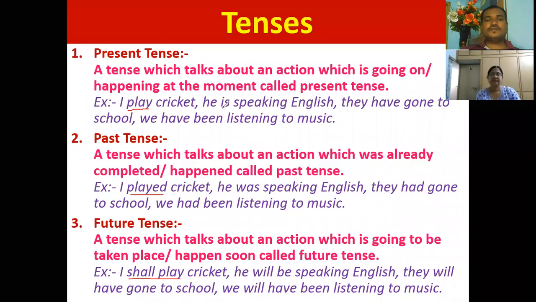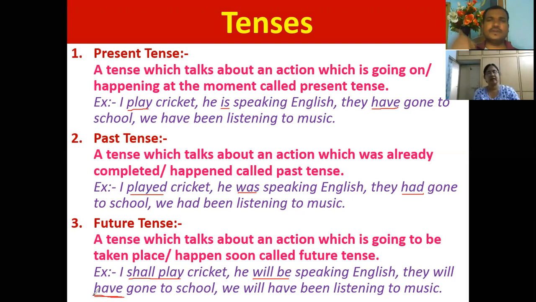In present continuous, is, because it is third person singular. In the past tense, was. In the future tense, will be. Here I'm just giving you the differences. Next, in the perfect tense, present perfect uses have or has. In past perfect, you will get only had. In the future, you will get only have, no question of has: will have.